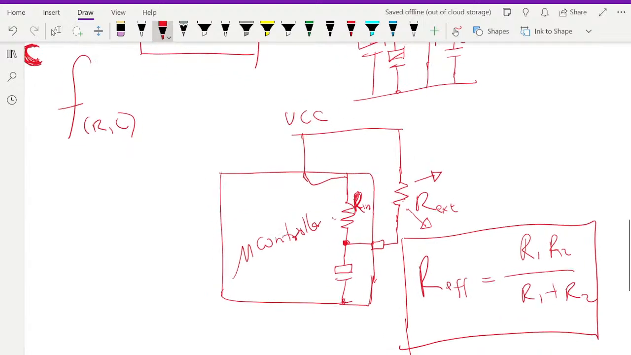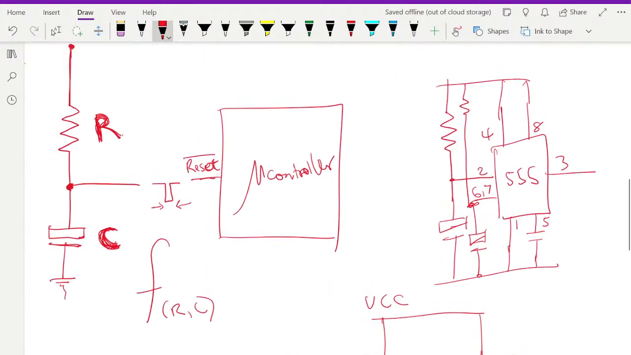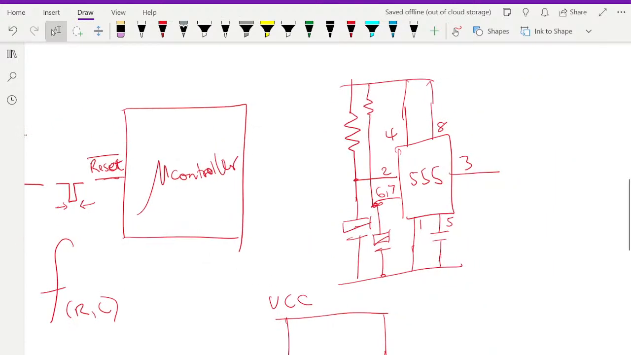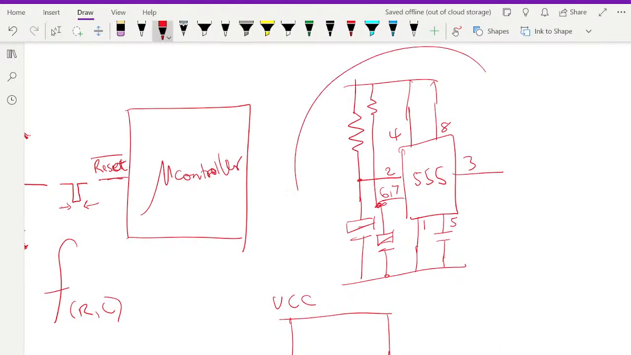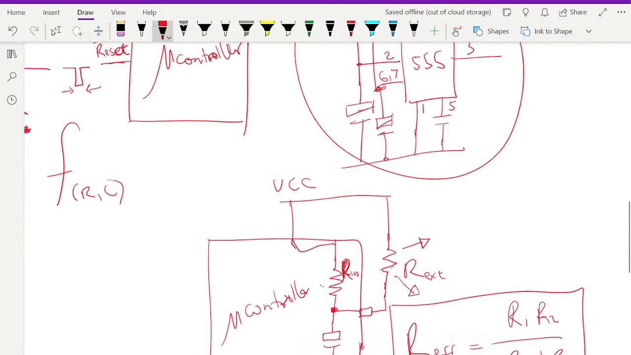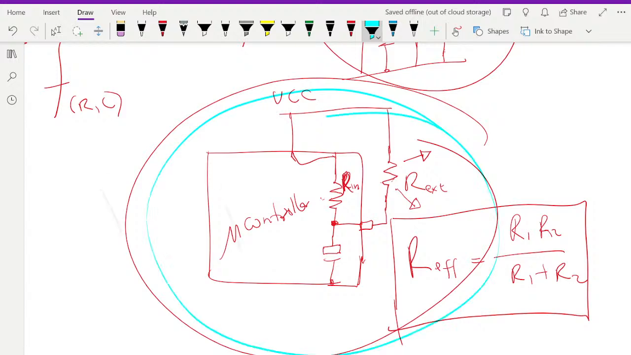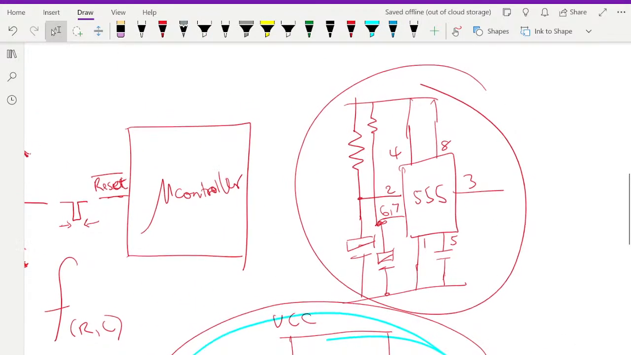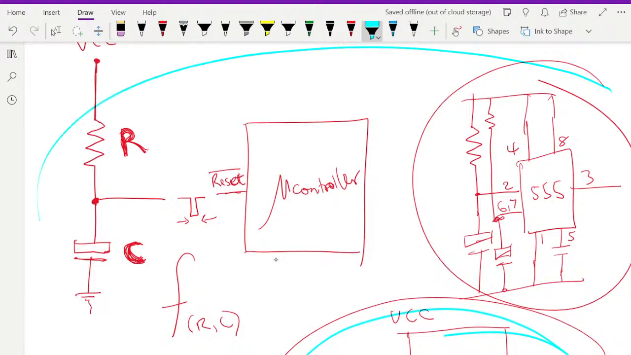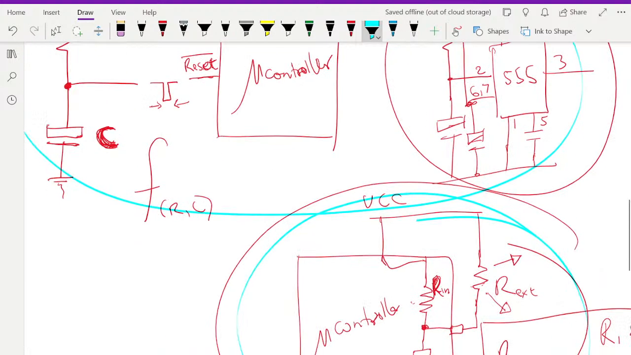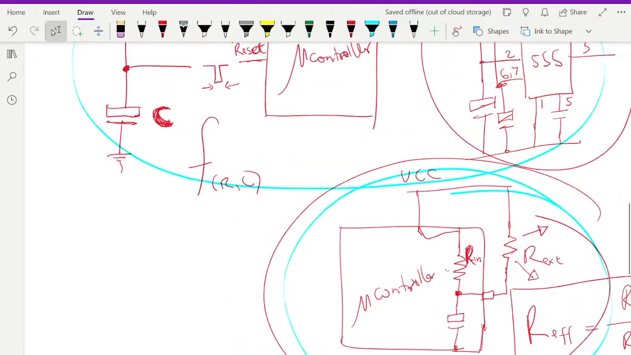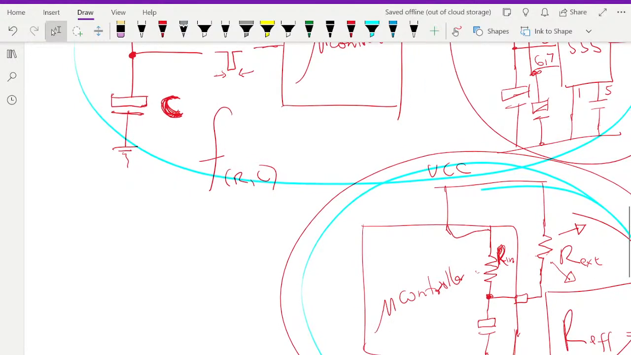So I've given you three options here. There is just the pure resistor capacitor. That's a resistor capacitor in conjunction with the 555 timer, and there is a microcontroller. So let's categorize them. This will be one, and these two basically look alike, so we're just going to call them two. The third one is just an external switch, just a good old pure switch. So let's use a different color for that.